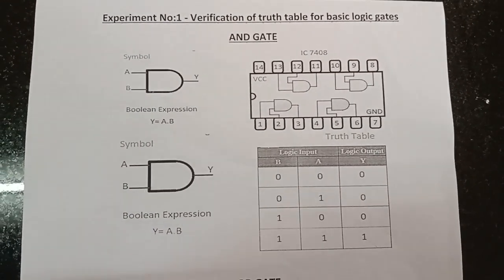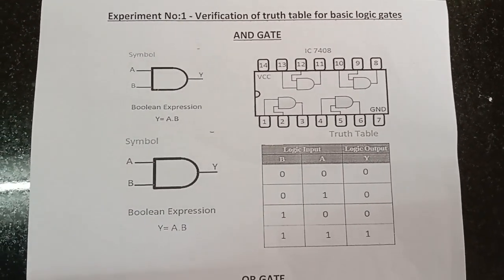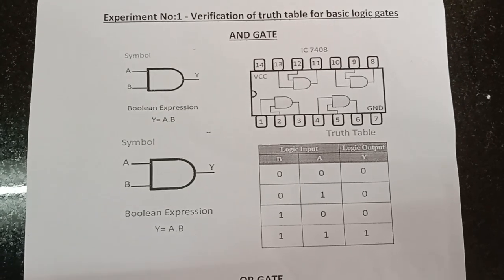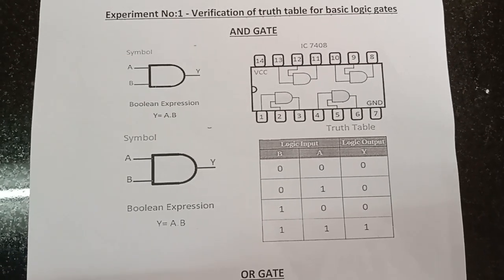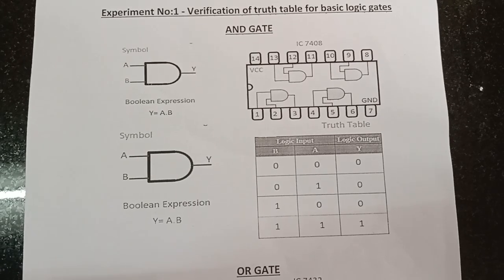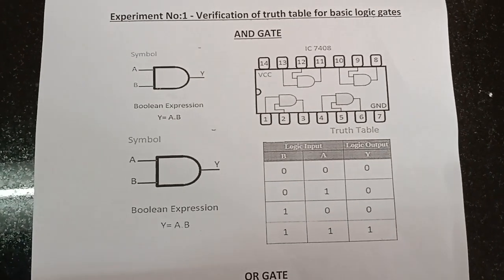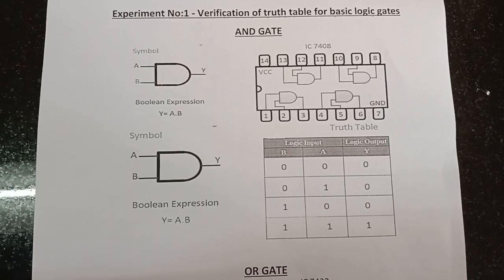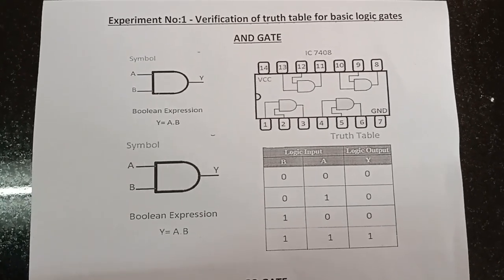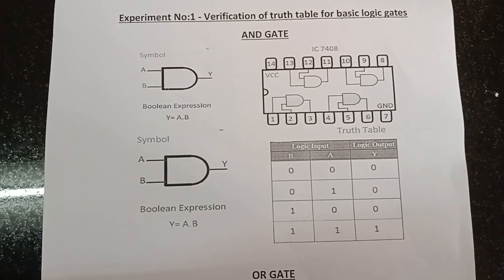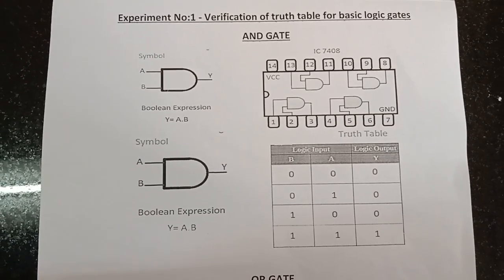Okay, AND gate. So AND gate, from a basic operation, has two inputs and one output. A and B are the inputs, Y is the output. The Boolean expression for this AND gate is Y equal to A dot B. So we are giving two inputs for binary multiplication using this AND gate. So totally two inputs and one output.